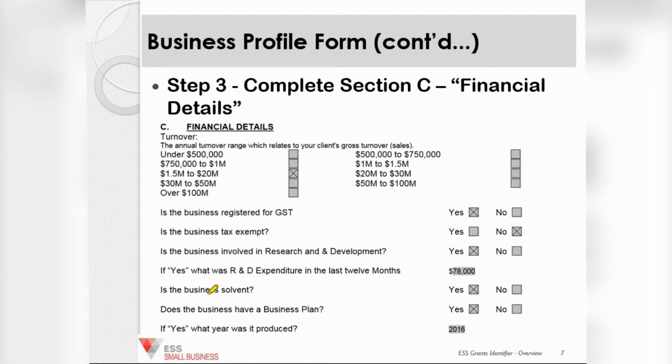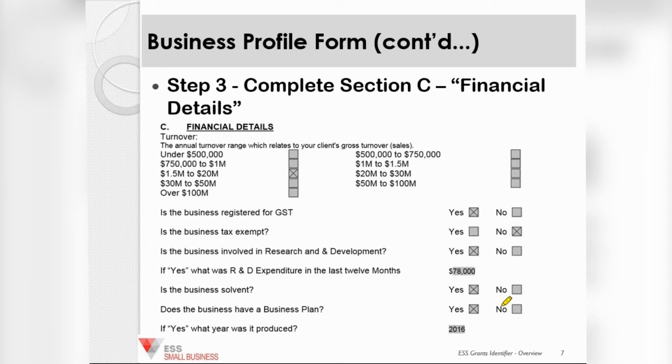Most government grants ask the question, is your business solvent? So please answer that. Solvent means that you're able to pay your expenses as they fall due based on the arrangements that you have made. So if you've got arrangements with your bank, with a bank overdraft, or you've got undrawn loan facilities, take that into account when determining whether your business is solvent.